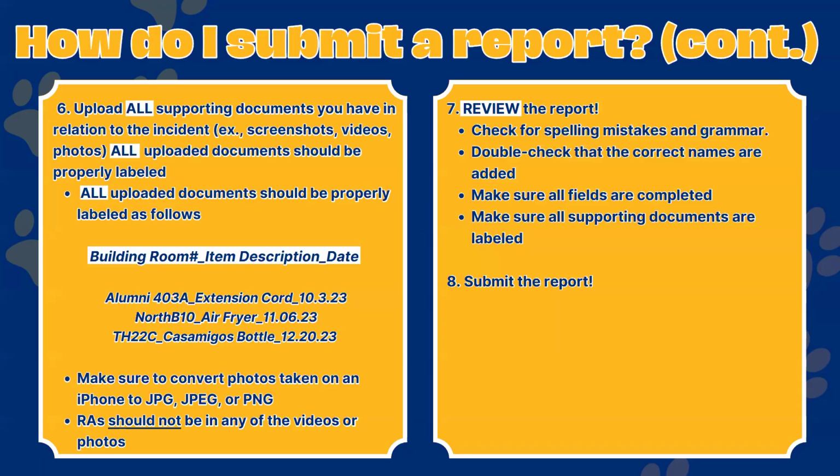Now, here's a quick tip. If you're using an iPhone to take photos, convert them to JPG, JPEG, or PNG formats before uploading. And a friendly reminder, RAs should not be in any of your photos. Next, it's crucial to review your report thoroughly. Check for spelling mistakes, ensure the correct names are entered, and confirm that all fields are filled out completely. Finally, when you're confident everything is accurate, go ahead and submit the report.